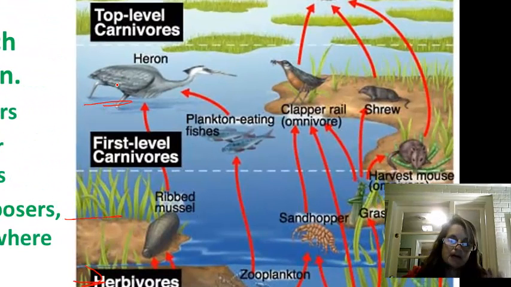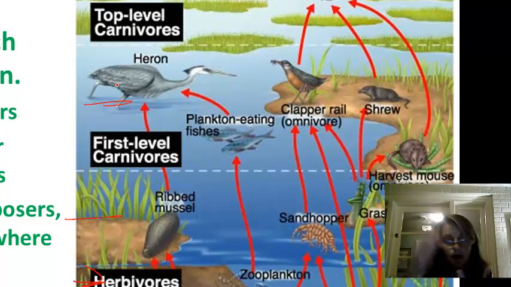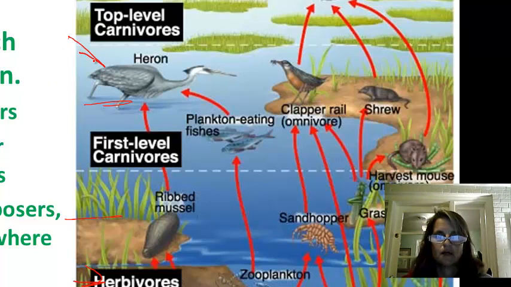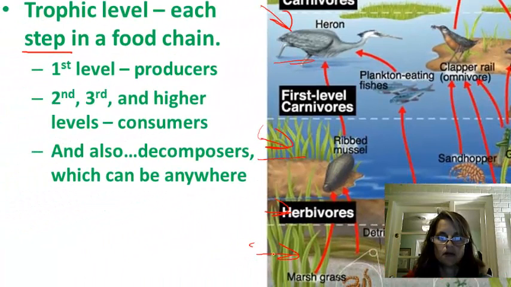And also remember the decomposers. And the decomposers can really operate at all these levels, all these trophic levels, because at any point, if any of these organisms dies or leaves waste, decomposers and detritivores are going to come in and consume that stuff. So they would be present anytime any of these organisms dies or leaves waste.